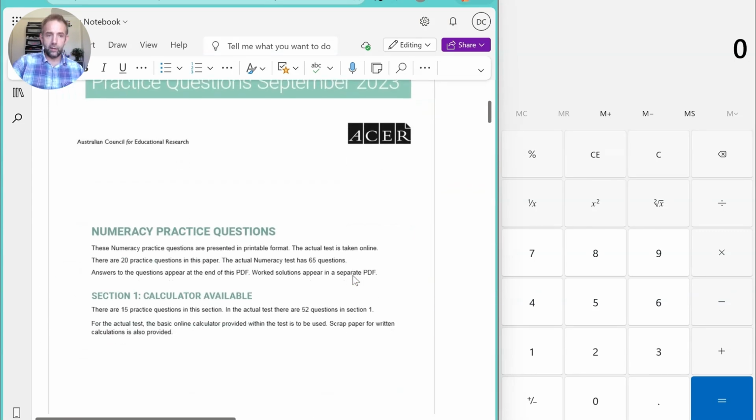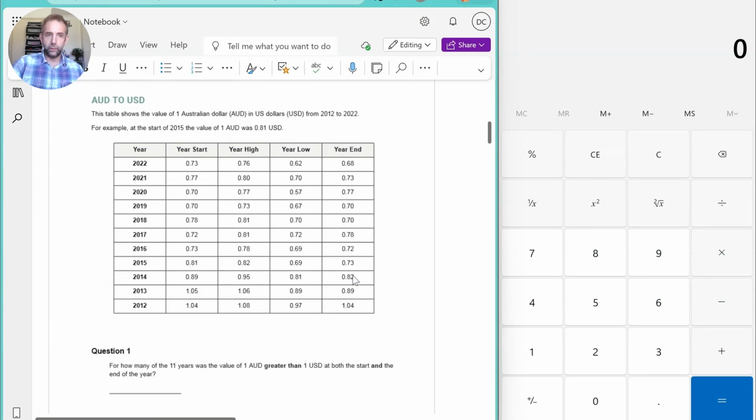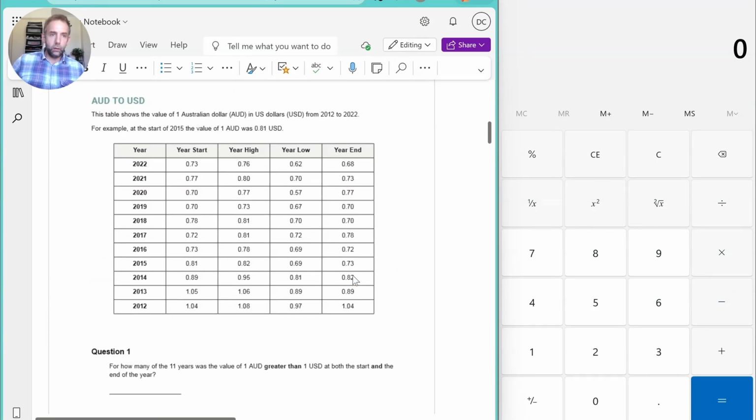So let's get going with question 1. Here we have a table which shows us the value of $1 Australian being converted to $1 US from the time period of 2012 to 2022. And it gives us an example, which is helpful.